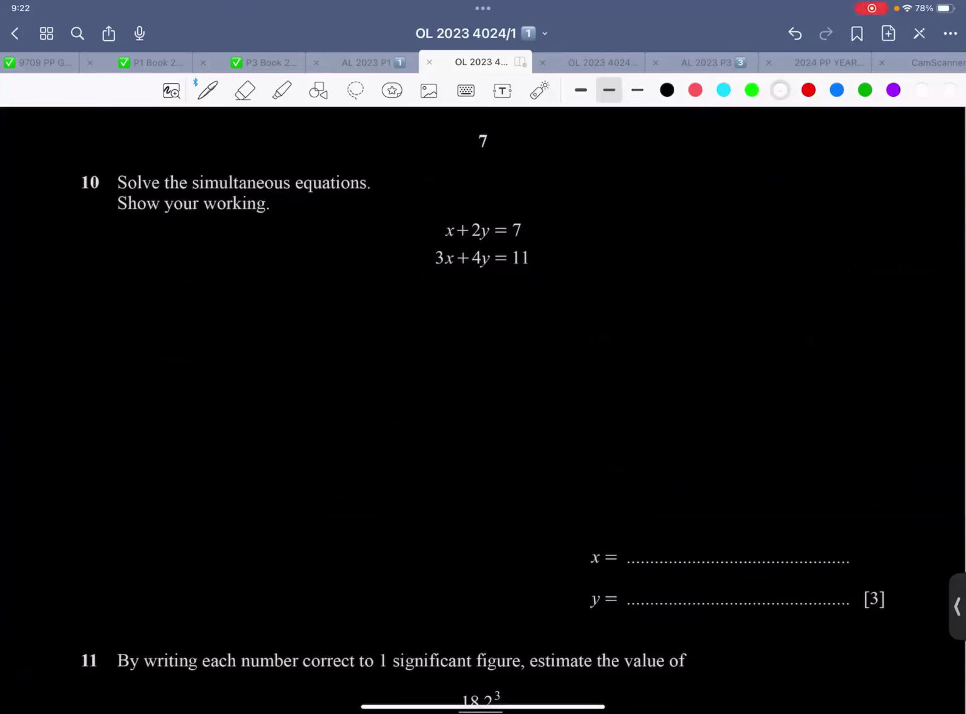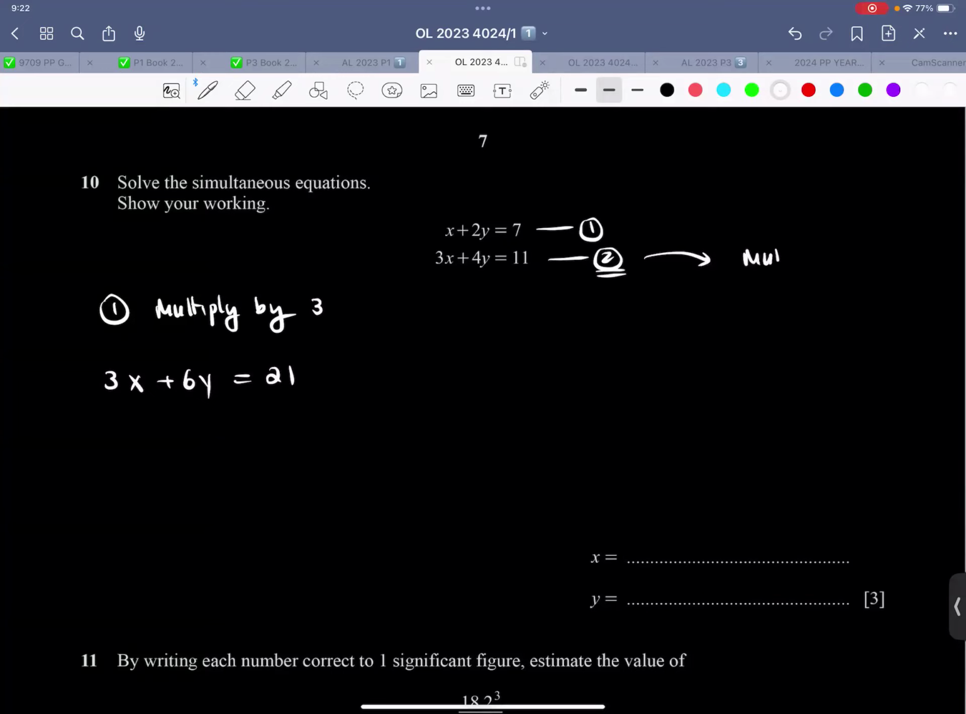Question number 10, that is simultaneous equations, your choice to solve it using elimination or substitution. This is equation 1, this is equation 2. Let me take equation 1 and multiply by 3. So if I multiply by 3, this is 3x plus 6y is equal to 21. Let me take equation 2 and multiply by -1. So this is negative 3x, negative 4y, negative 11.